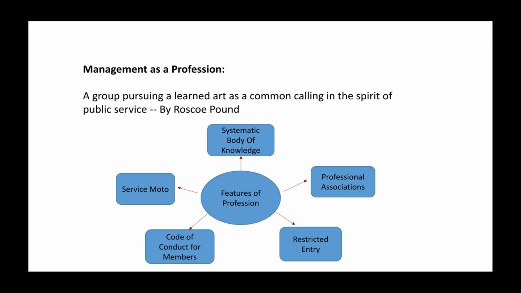Okay, so this is about management as a profession. These are the points which we have to keep in mind. The service motto is very important. We have a code of ethics, and not everyone can become a professional. We have to acquire a particular degree, and we are associated with professional bodies, just like chartered accountants, lawyers and engineers. They have their own associations. And it is a systematic body of knowledge. So this is regarding management as a profession.